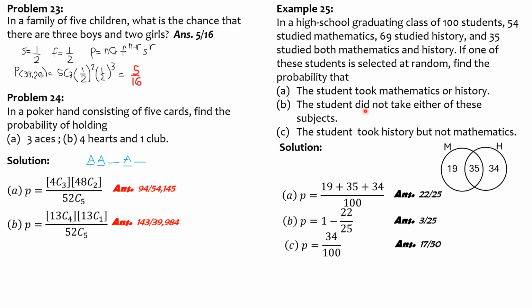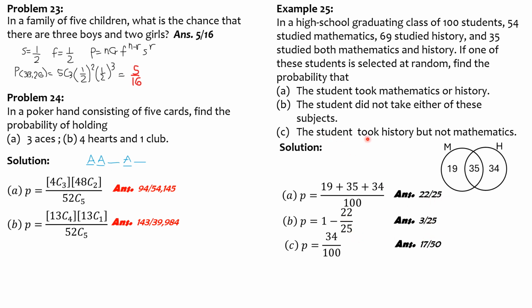The probability that the student did not take either of these subjects, and it is 1 minus the probability that the student takes mathematics or history. So 1 minus this 22 over 25 is 3 over 25.